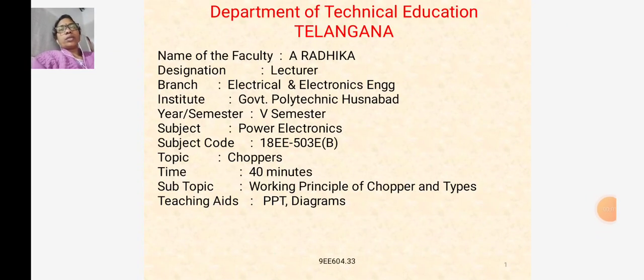This is A. Radhika. I am going to give a video lecture on power electronics. Today we are going to discuss choppers. Under that we are going to discuss the working principle of chopper and classification.